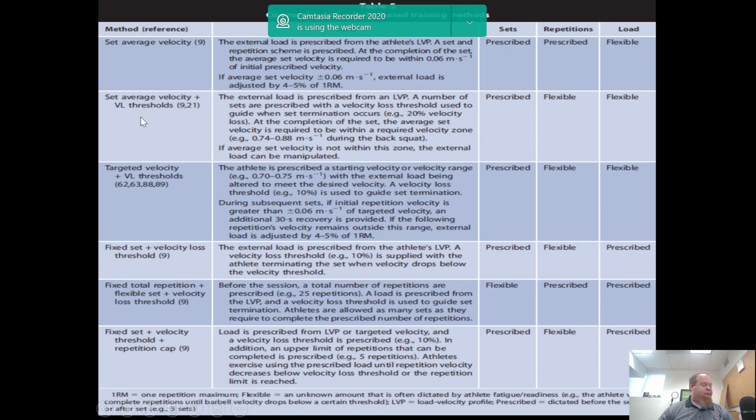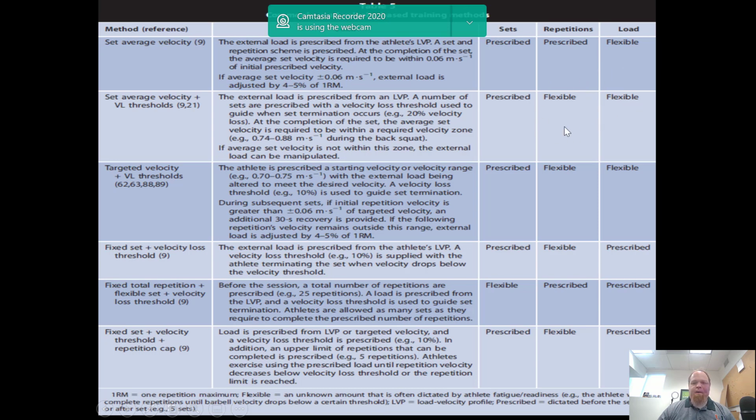If I have a set average velocity plus velocity thresholds, it changes a little bit, where I've got a prescribed number of sets, so I might have just 10 sets, but I don't know how many reps I'm doing. I'm just trying to keep it in like a 20% velocity loss, right?